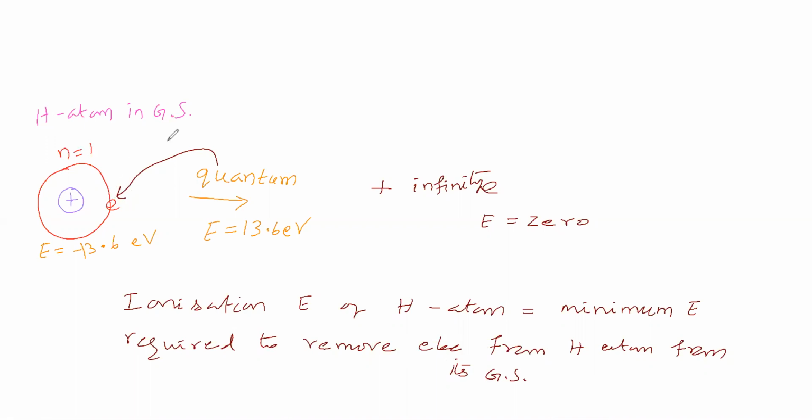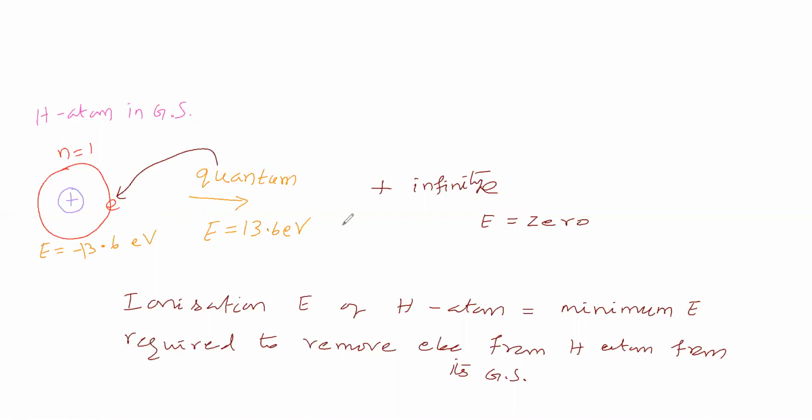The electron is in the ground state. Its energy is minus 13.6 electron volt. You are supplying a quantum. What energy does that quantum have? 13.6 electron volt. You supplied the quantum to this electron, and this electron has absorbed this quantum.